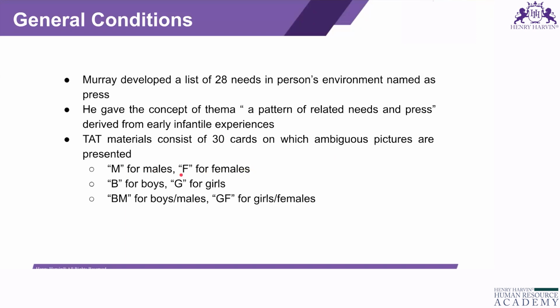M for males and F for females, B for boys and G for girls, BM for boys and males, and GF for girls and females. So these are some of the descriptions that are there, and there are 30 cards. You're going to use this for this test to be implemented. There need to be 30 cards with ambiguous pictures, like any picture that is there.